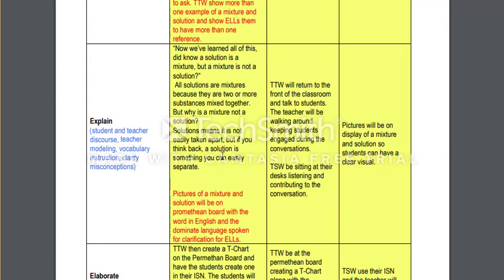And also, I feel like this would be a really good moment to model vocabulary, especially for the ELL students.